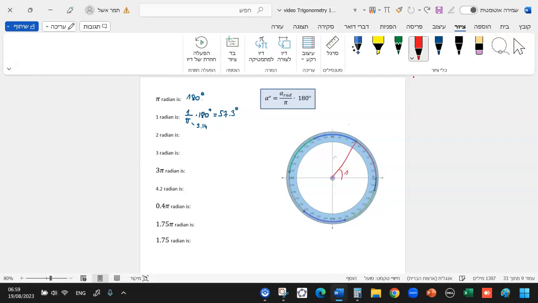This is 1 radian. It's extended by an arc with length of 1 radius. And this is around 57.3 degrees.